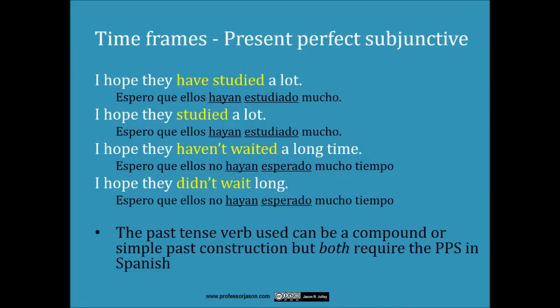Another really important thing to point out about the time frames of the present perfect subjunctive is that the past tense verb, the verb in the second clause, the dependent clause, can be a compound, where you hear have or has, haven't, or a simple past construction. But either way, you're using the present perfect subjunctive in Spanish. So for example, I hope they have studied a lot, or I hope they studied a lot. You can see the contrast between the compound past and the simple past. Either way, it's the same in Spanish.